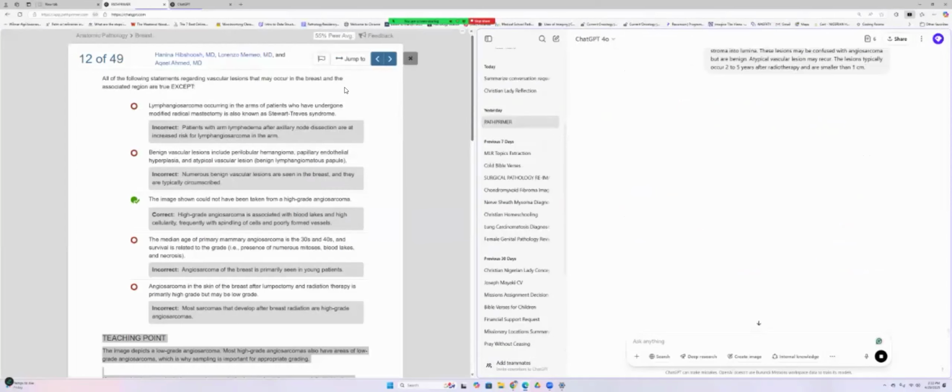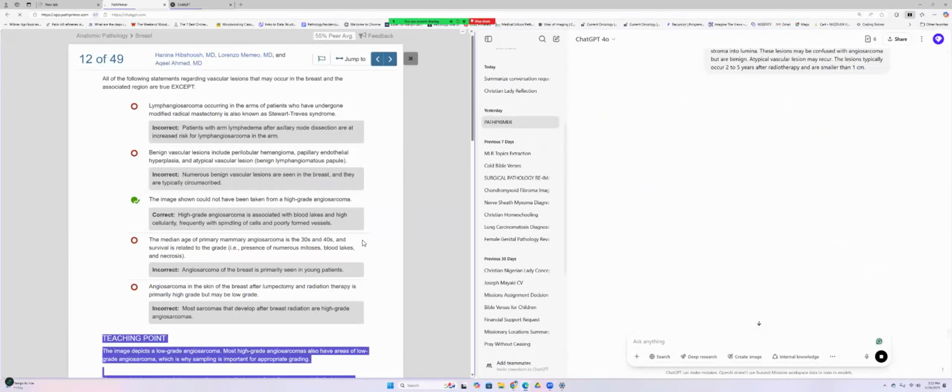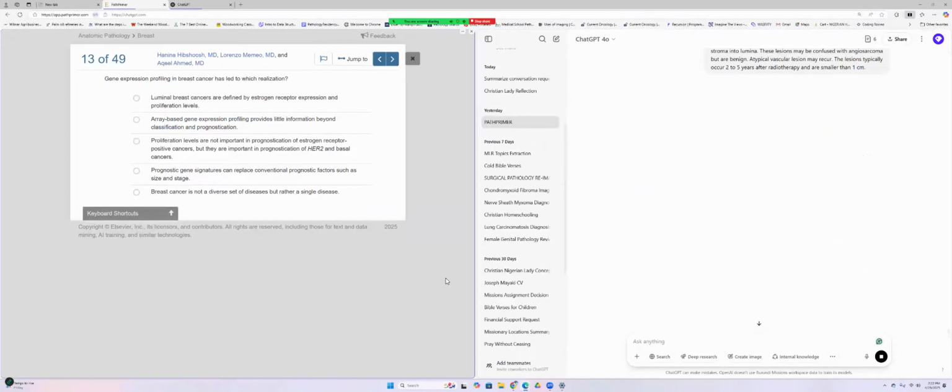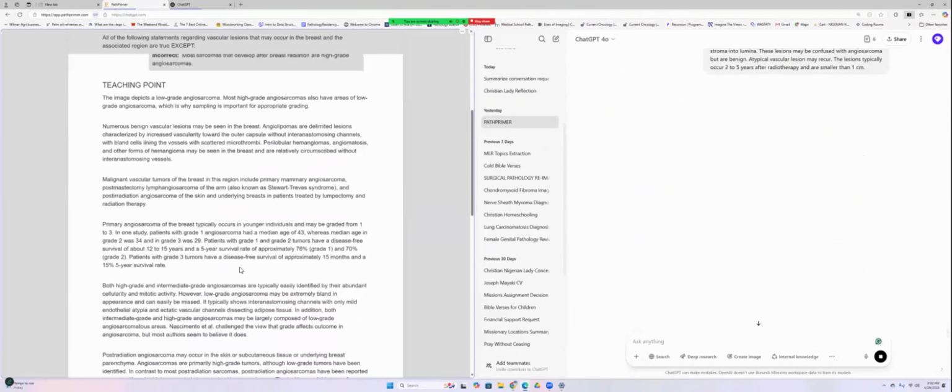While we are waiting, let's go to the next question. Let's read through the teaching points. The image depicts a low-grade angiosarcoma. Most high-grade angiosarcomas also have areas of low-grade angiosarcoma, which is why sampling is important for appropriate grading. Numerous benign vascular lesions may be seen in the breast. Angiolipomas are delimited lesions characterized by increased vascularity toward the outer capsule without interanastomosing channels.